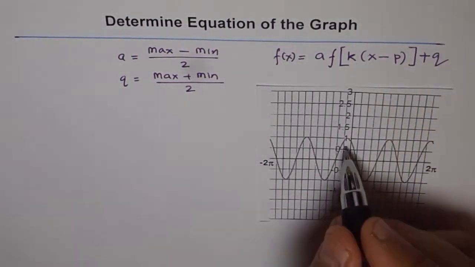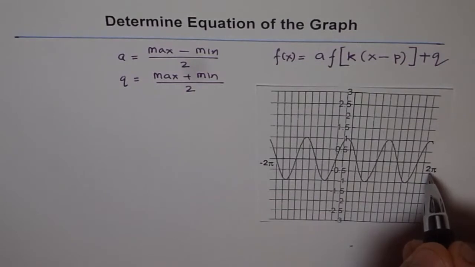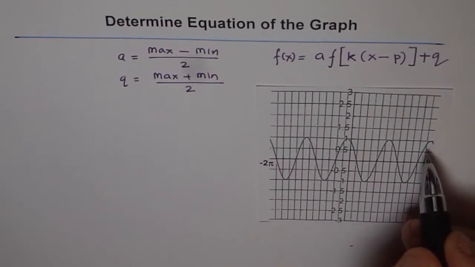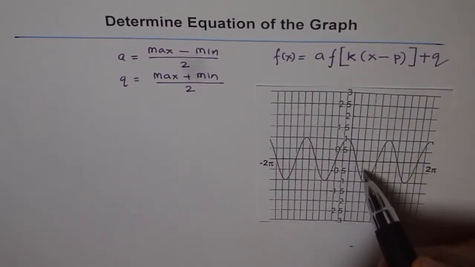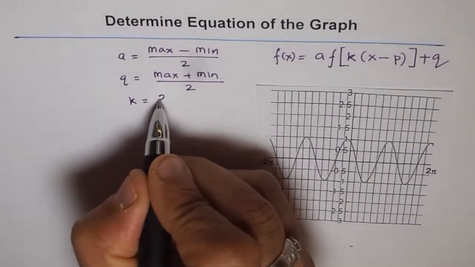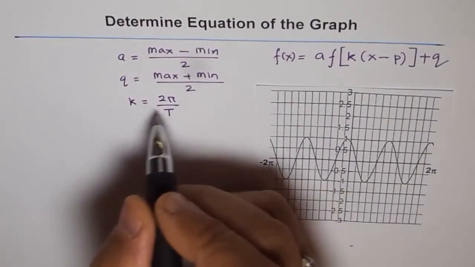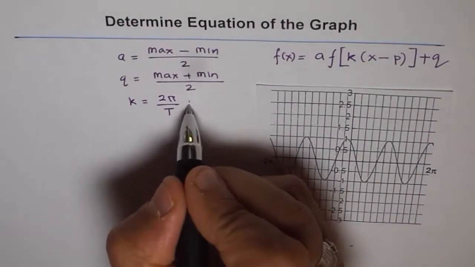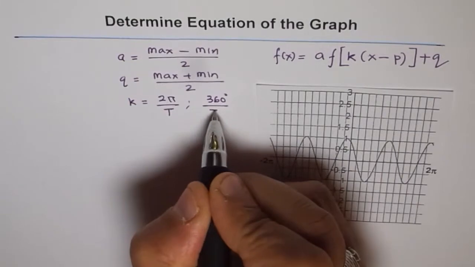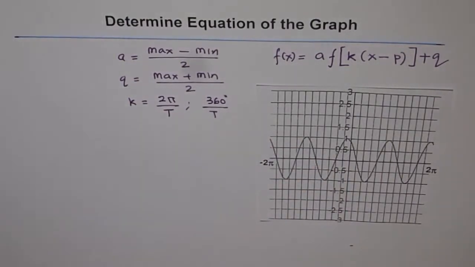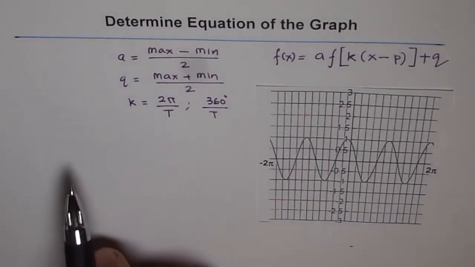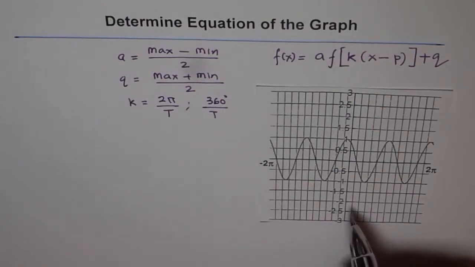And k, you can count literally how many waves there are within 0 to 2 pi, right? So from here, 1 and then 2. The other method is k equals 2 pi divided by the time period, the number of waves in 2 pi. Or if you're doing it in degrees, then it is 360 degrees divided by the time period, correct? Either way. Since this graph is from minus 2 pi to plus 2 pi, we will be writing the equation in radians, correct?